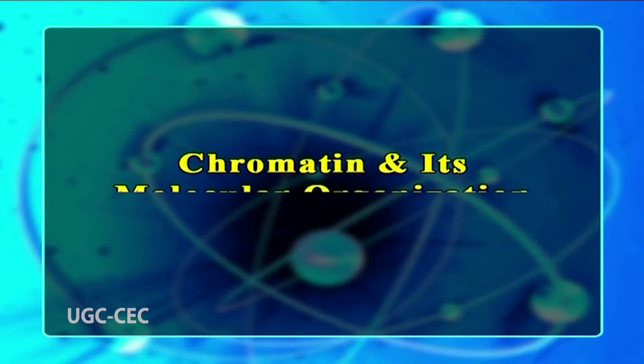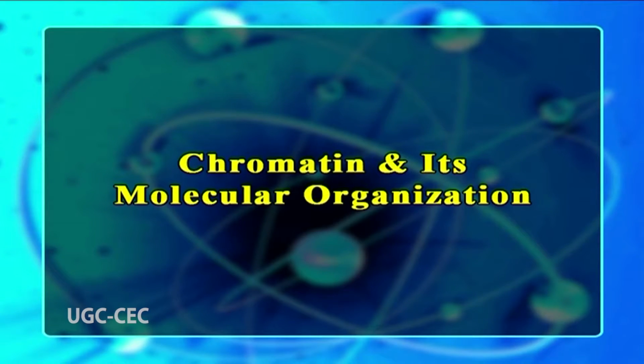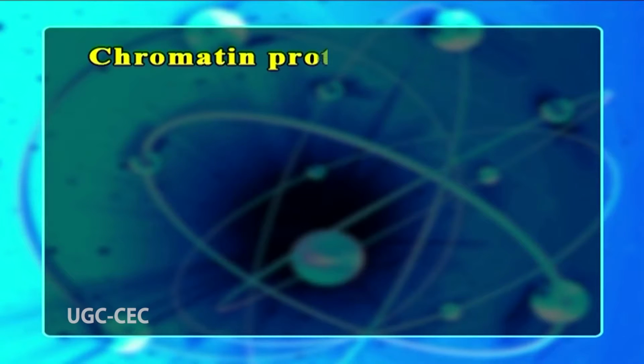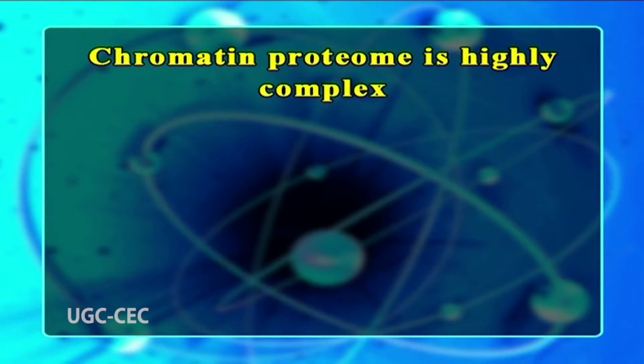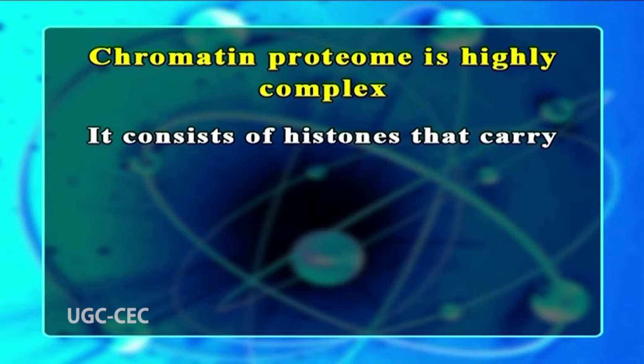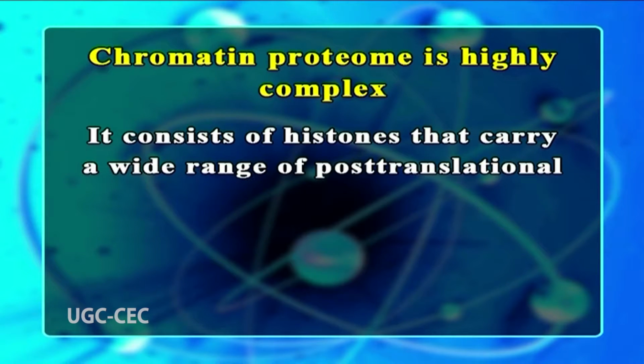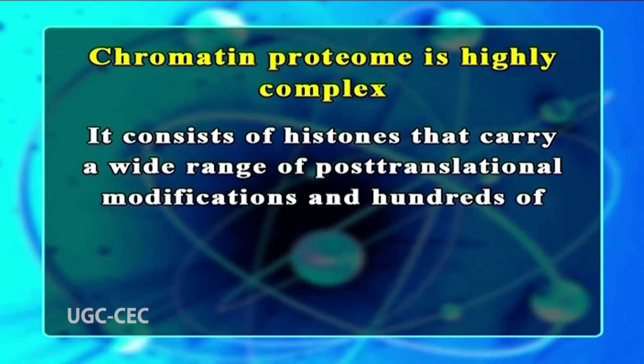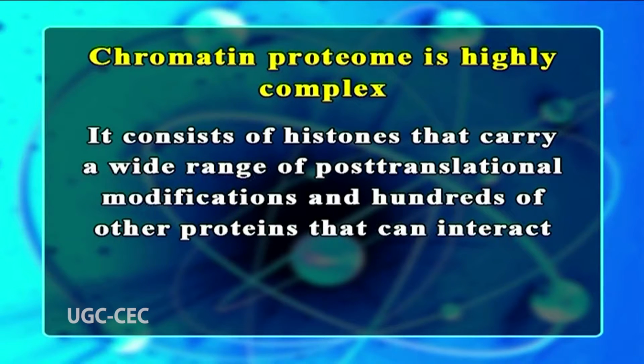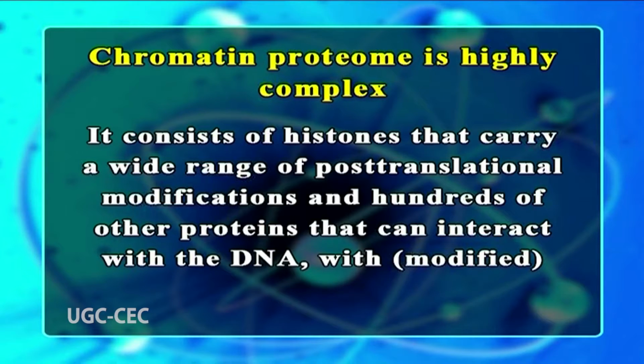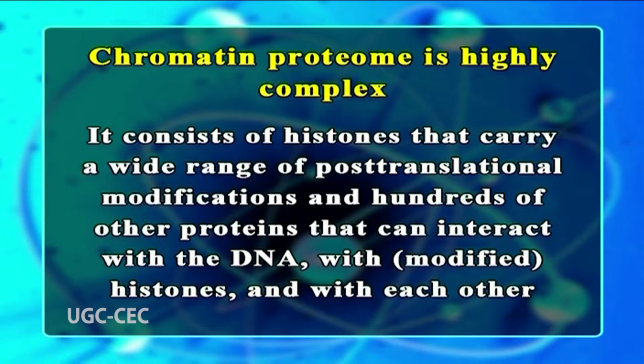Our next topic is chromatin and its molecular organization. Chromatin is the assembly of the nuclear DNA and all associated proteins and RNA molecules. The chromatin proteome is highly complex. It consists of histones that carry a wide range of post-translational modifications and hundreds of other proteins that can interact with DNA, with modified histones and with each other.